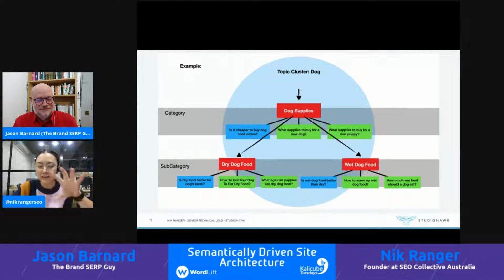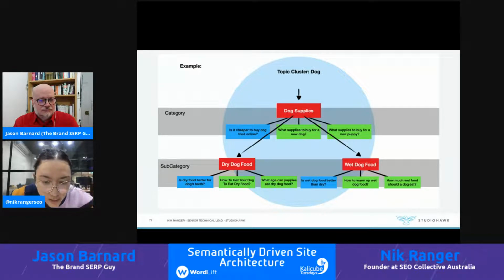But again, for audio listeners, I've just got another slide here that's basically breaking this down with an example. So if you're really not sure of what I'm talking about, this goes through and says, okay, with dry dog food, for example, if that's my transactional page, a subcategory page from maybe dog supplies, what are the types of related supporting contents I want to have to be able to internally link that, which is recognized as part of that entity? So, is dry dog food better for dogs' teeth? That's a nice little commercial type intent to be able to link to that.